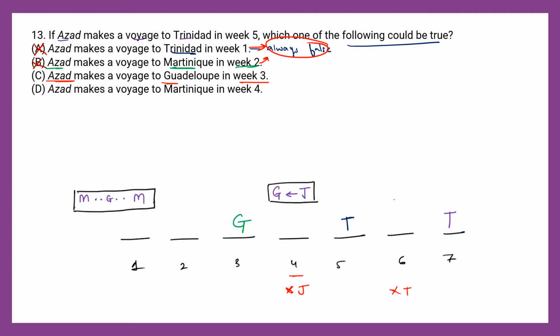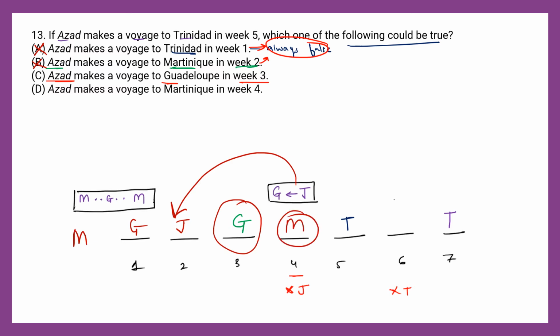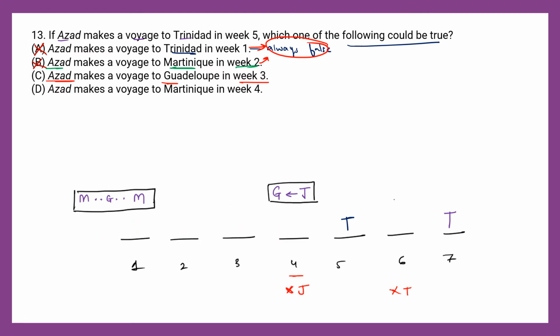Once again, same problem. If you have the G here, where do you put this? Can you put this here? Well, if you put that here, let's say you put in the J, the G and the J here, where do you put the M that is supposed to be around the G's? You can't, right? So again, this is also not possible. So you know that C is also not the answer.